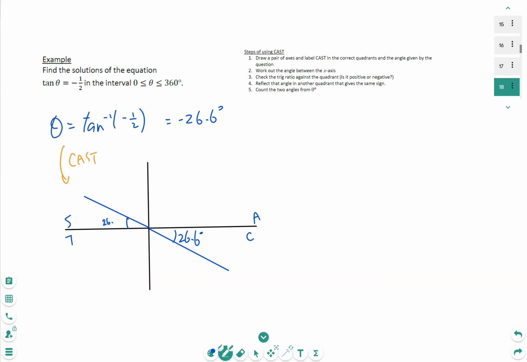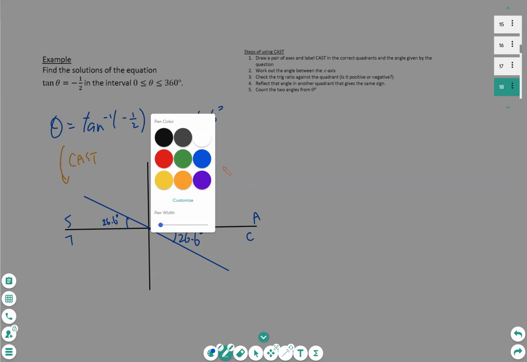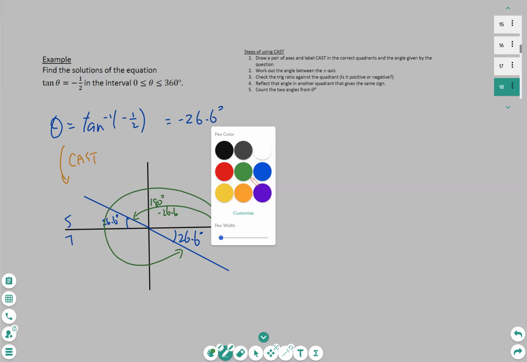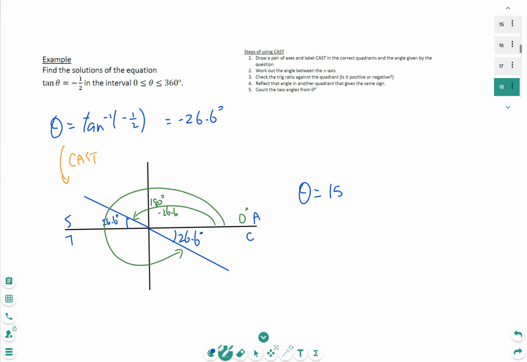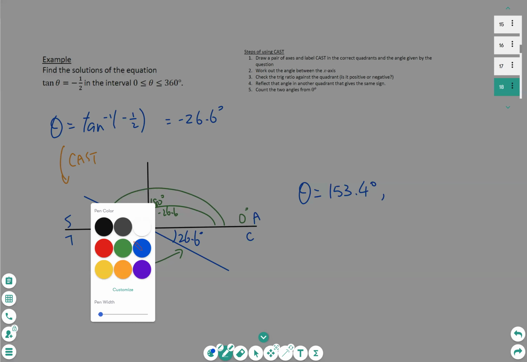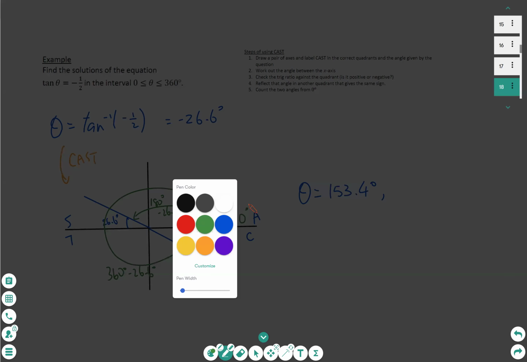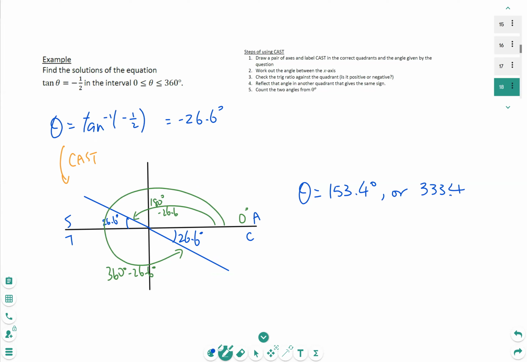Sine. So reflect the line, the answer, into the sine quadrant, and that's 26.6 degrees. Last step, we count from 0 degrees, that way and that way. This angle is 180 minus 26.6, which is 153.4. So theta equals 153.4 degrees, or this reflex angle, 360 minus 26.6, which is 333.4 degrees.